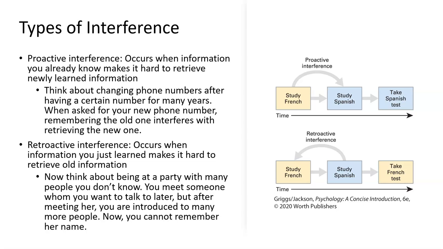You can also have retroactive interference where you're studying Spanish and you're taking in that new information. If you then tried to pick up French again at the same time as you are studying Spanish, attempting to retrieve that old French material from your long-term memory can be interfered with by your newly learned information about Spanish.